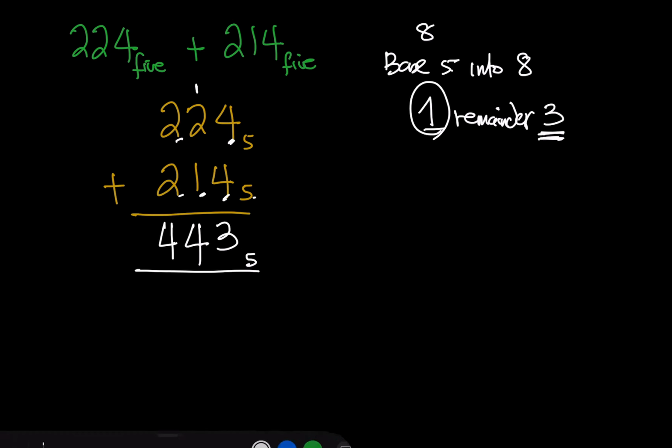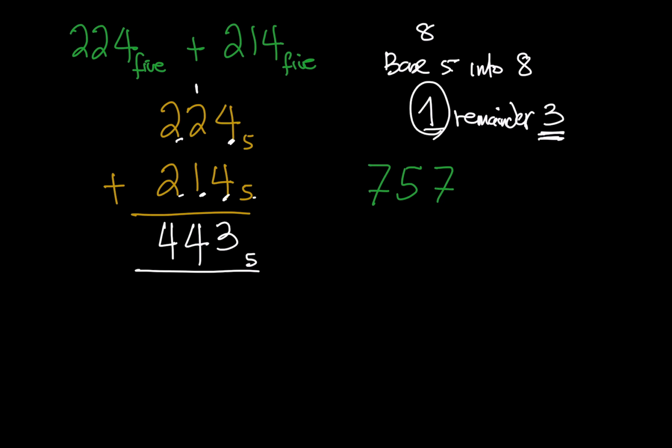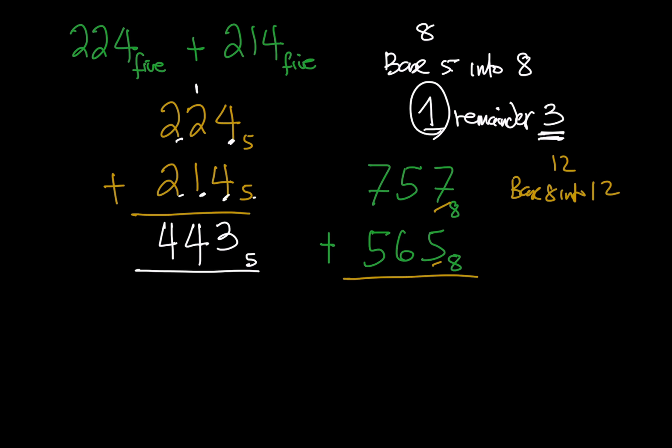Let's take another example. I'm going to do it on this side right here. Imagine we have 757 in base 8, and we are adding it to 565, also in base 8. We can do that because all the numbers here are less than 8. We add this 5 plus this 7, which is 12. So we say base 8 into 12. It's going to be 1 remainder 4. We write the remainder first, which is 4 here, and then this 1 we put up here.